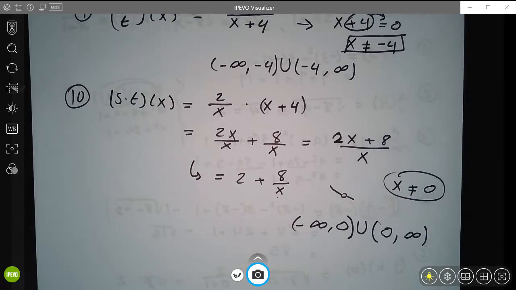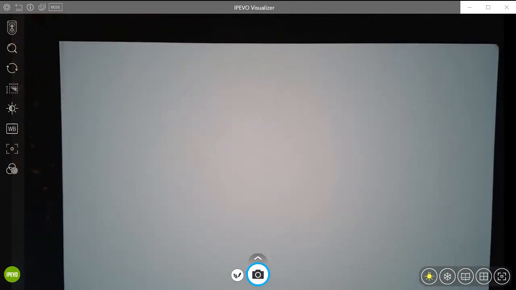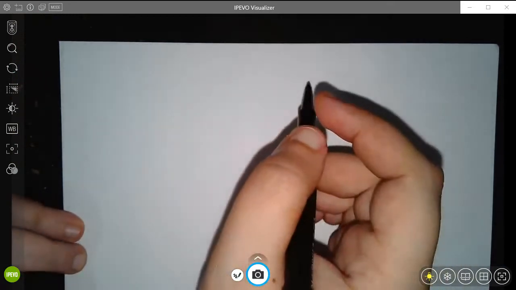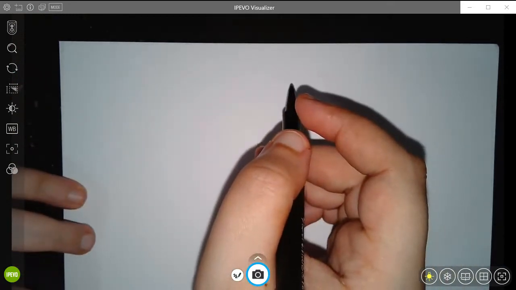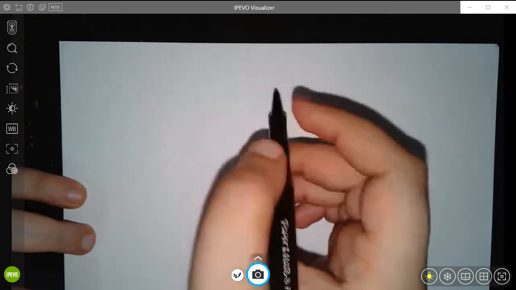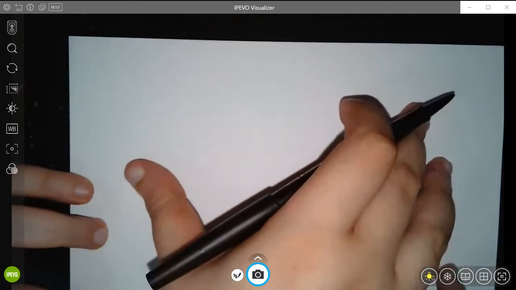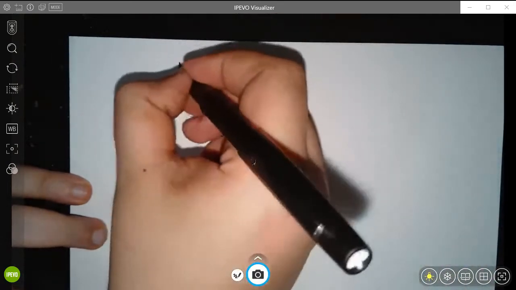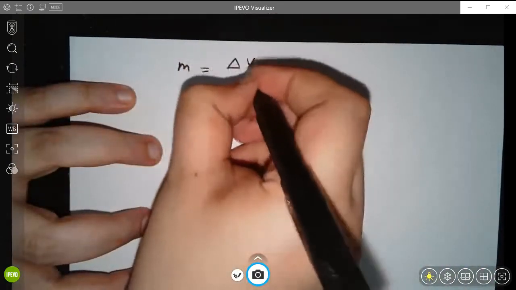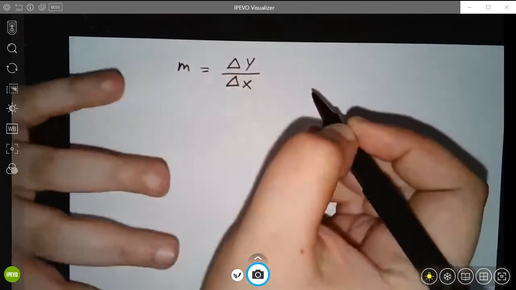Now I want to show you something called the difference quotient. Let me remove this page. Here we go. So the difference quotient is the idea where the secant line intersects a function and you're trying to find the difference of that function. It's very similar to the idea of slope. If you remember slope, we said it was delta y over delta x, right?